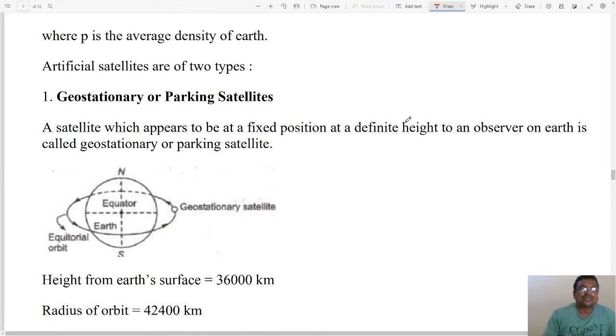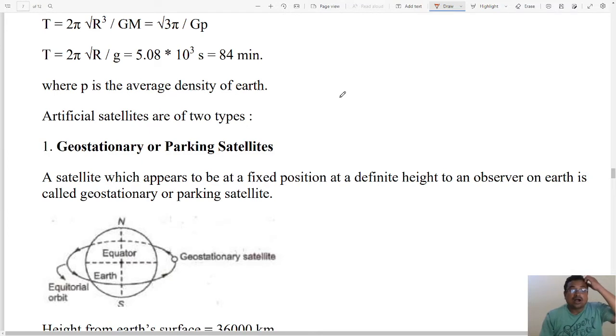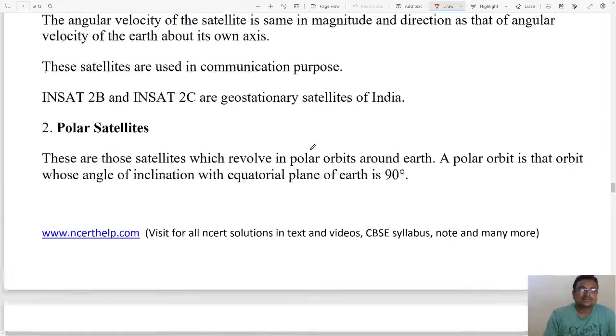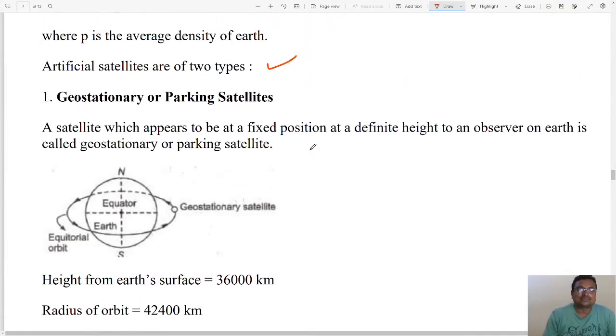So next is about the artificial satellite or man-made satellite. The man-made satellites, my dear friends, are of two types: geostationary satellite and polar satellite. The polar satellite moves in the direction from north to south pole. Geostationary satellites revolve in the equatorial plane. Geo means earth. Stationary means rest.